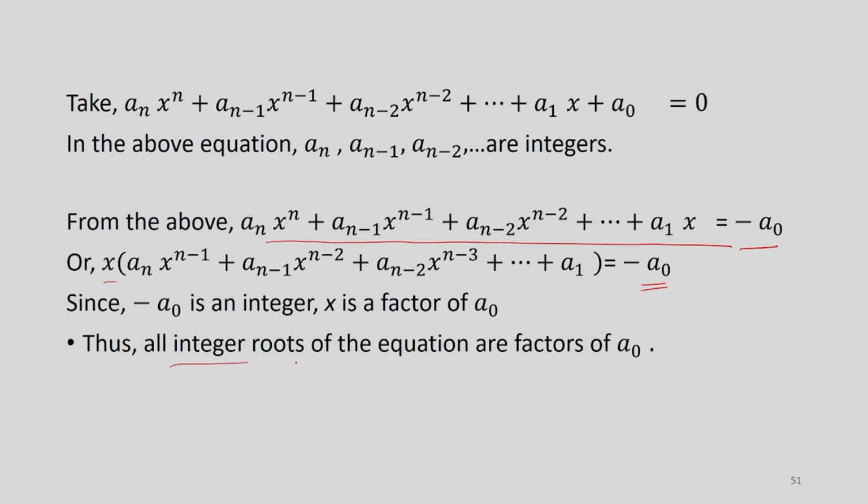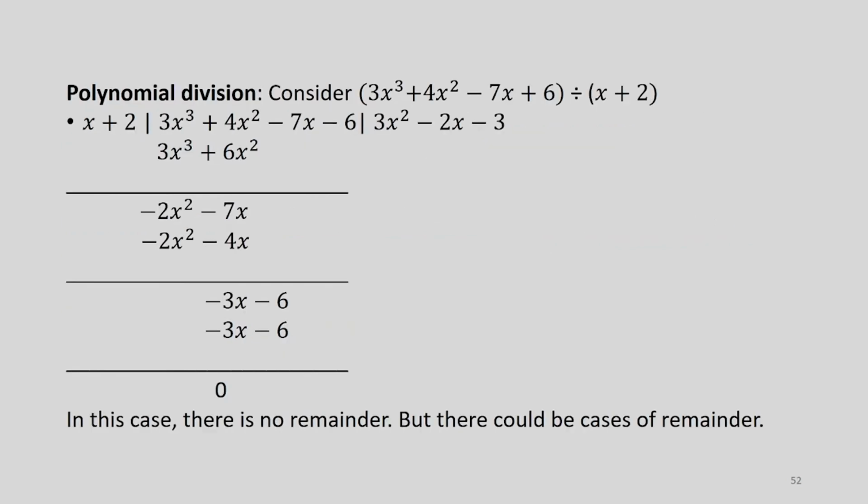Thus, all integer roots of the equation are factors of a0. So, take any integer root. Obviously, this will not hold for non-integer roots, but if we are talking about only integer roots, then all the integer roots will satisfy this relation, and therefore, all integer roots will be factors of minus a0, and therefore, they will be factors of a0.